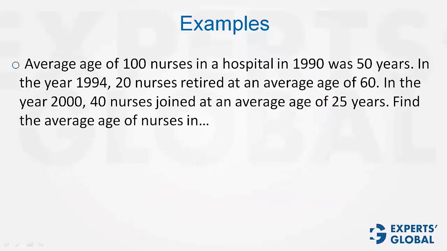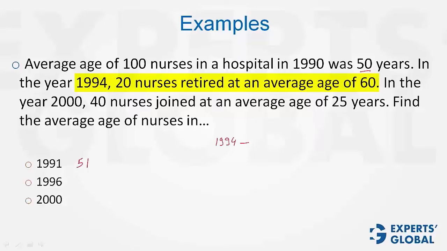Look at this question. Please pause the video and try solving this. In 1990, the average age was 50. In 1991, each nurse will grow older by 1 year, and therefore the average age would increase by 1. The average age would be 51 in 1991. In 1994, something happened. 20 nurses retired at 60. So in 1994, the average age would be 54.